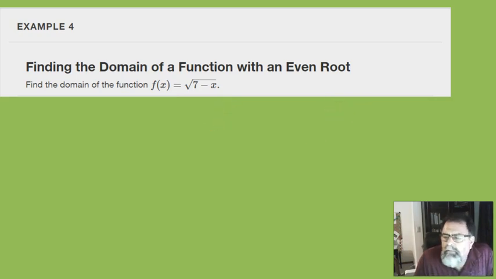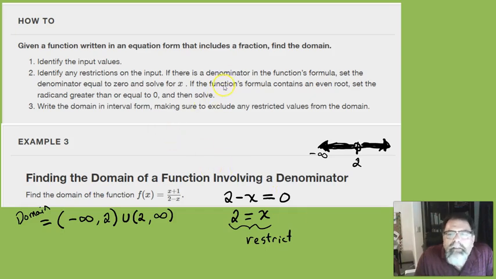So, I find it's a little contradictory here. It says if a function's formula contains an even root, set the radicand greater than or equal to 0. See, the idea is, the restriction is the radicand can't be negative. So if the restriction is it can't be negative, what it can be is greater than or equal to 0. It can be positive or 0.